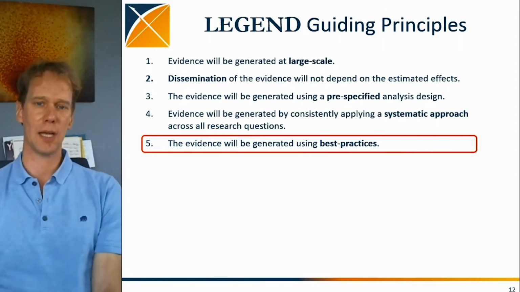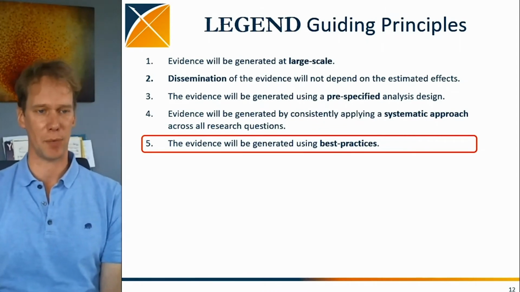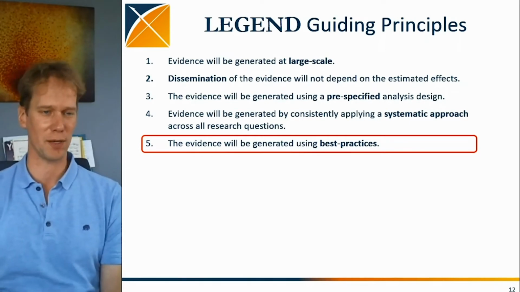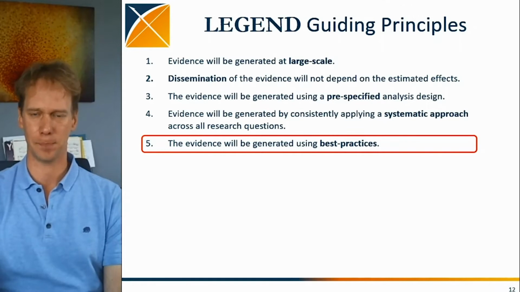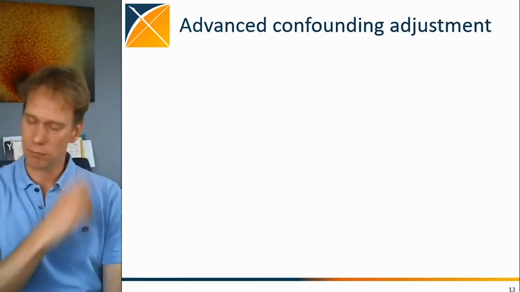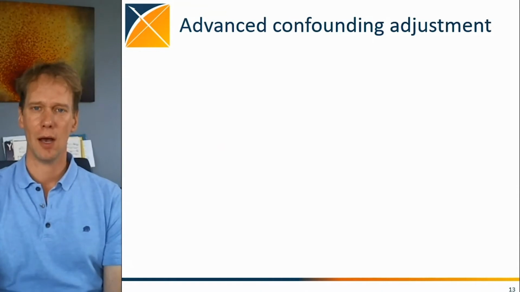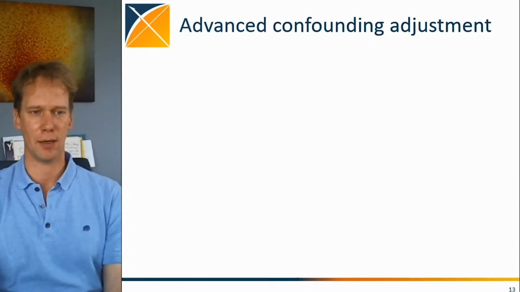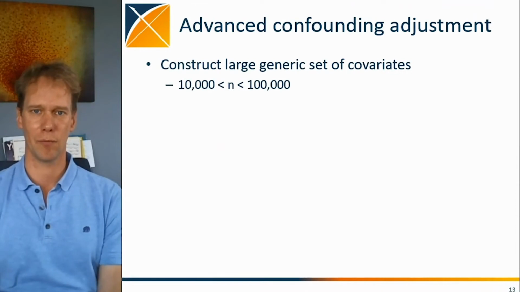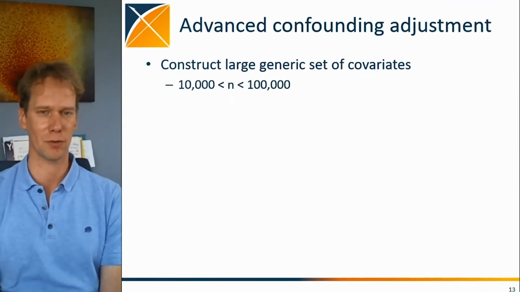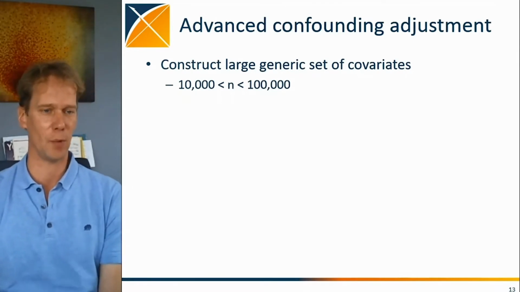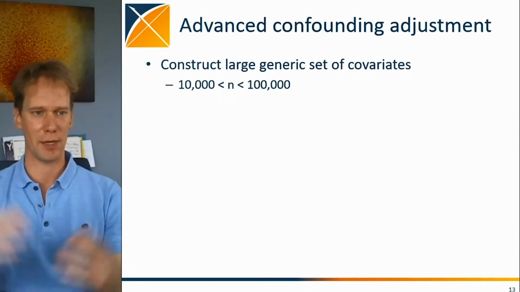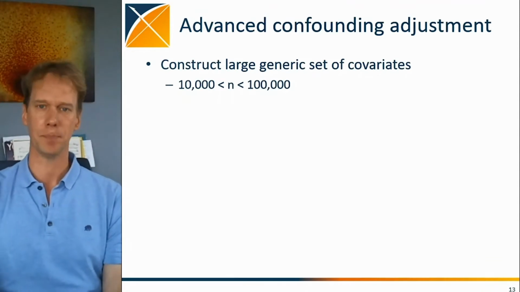The fifth Legend principle states that evidence will be generated using best practices. So no cutting corners just because we are working at a very large scale. We always need to use the best methodology available at the time. One best practice that I would briefly like to go into is the advanced confounding adjustment that we use in our Odyssey studies. What we do here is we construct a large generic set of covariates. And by generic, I mean that the covariates are the same no matter what the exposures or the outcomes are. It's just always all drugs, all outcomes, all procedures, etc.